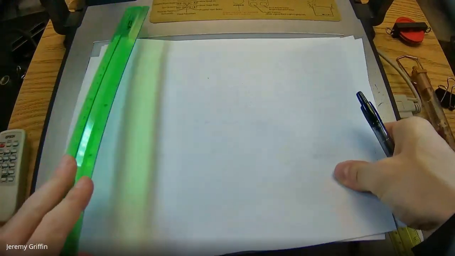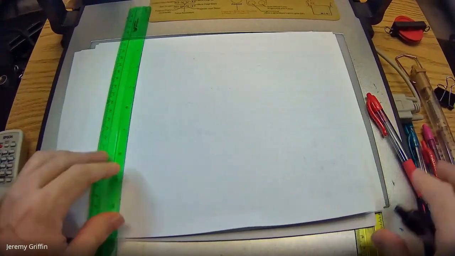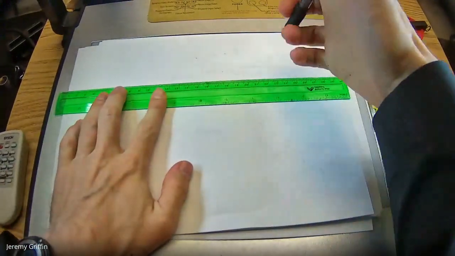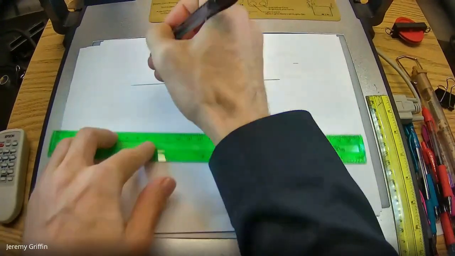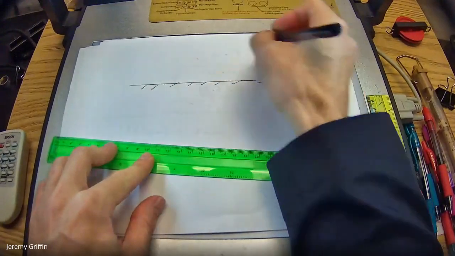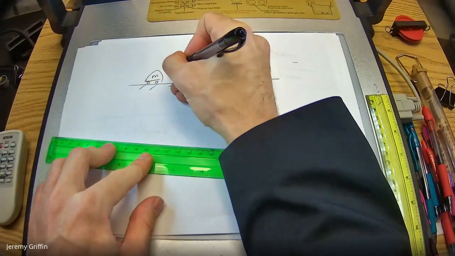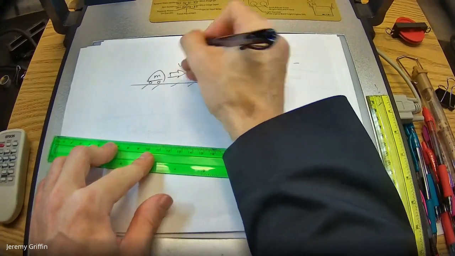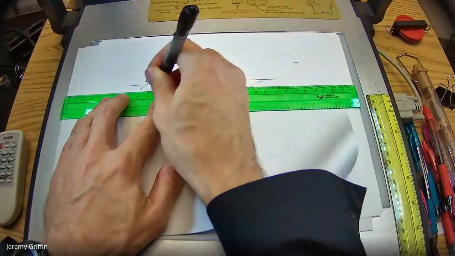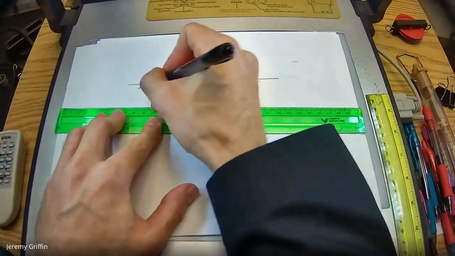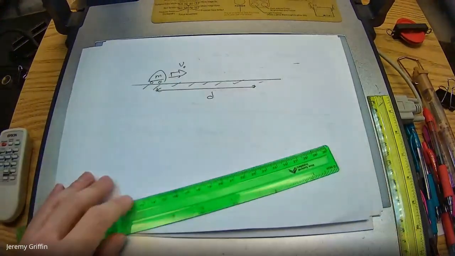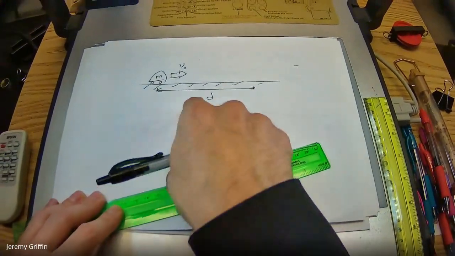So we've got a road, there's a car with some mass, some v naught initial speed, and the guy slams on the brakes, comes to a stop after some distance d. Okay. Right, so how does that distance relate to the speed?